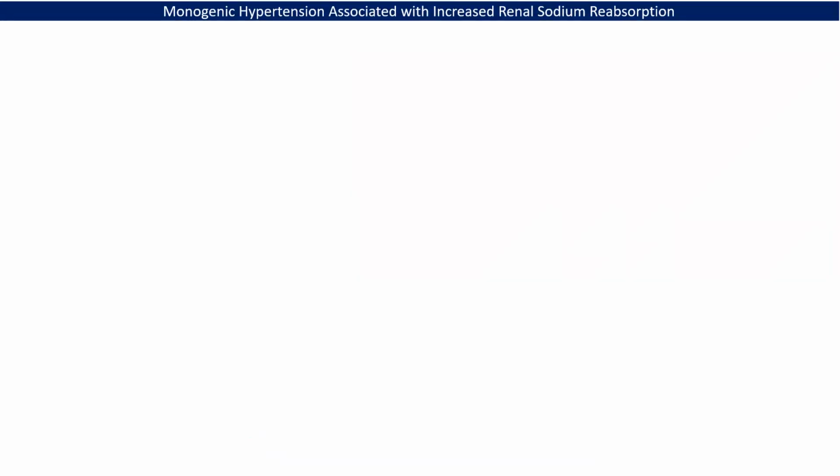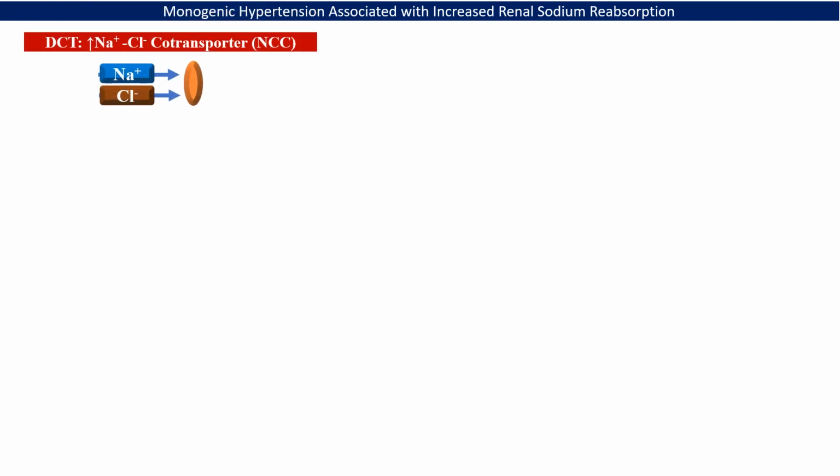One form of monogenic hypertension that results from an increase in renal sodium reabsorption is due to a gain-of-function mutation of the sodium chloride cotransporter NCC at distal convoluted tubules. This condition is known as pseudohypoaldosteronism type 2 or Gordon syndrome.